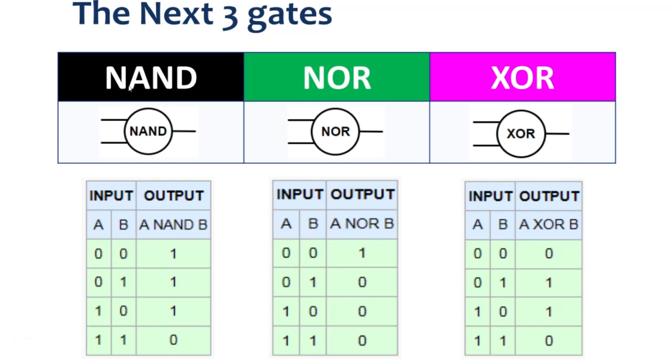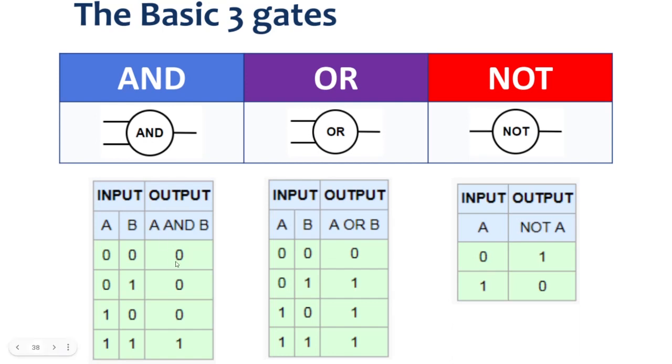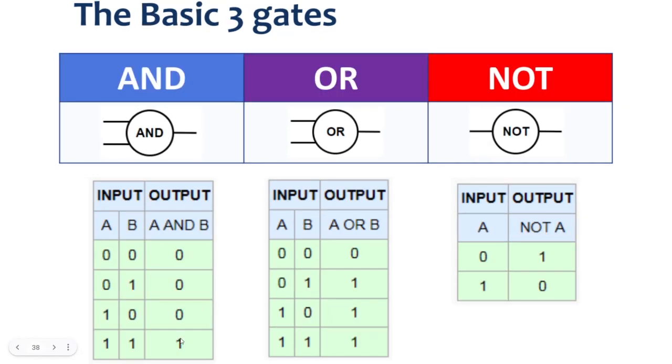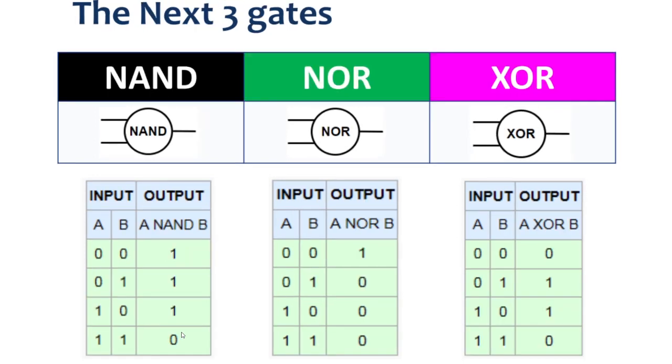So NAND basically takes AND over here and completely flips it, kind of like NOT. So whatever the AND gate is for NAND, you flip it. As we can see, in AND, the last input is 1 and the rest, the 3 inputs, are 0. In NAND, it's the opposite. The top 3 inputs are 1 and the last input is 0.